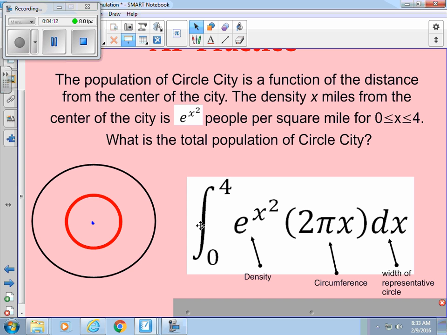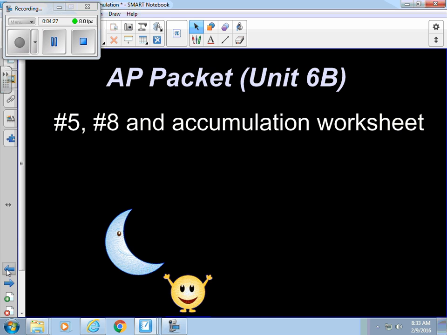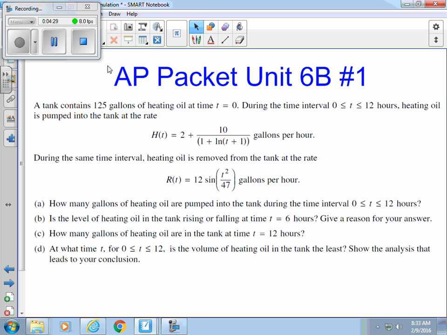Interesting question. The first time you see it, it's really difficult to set up, but after you see it, it's not too terrible. It doesn't come up that often, but if it does, that's how you do it. That's population density. Okay, one more problem and we will be done for the day.